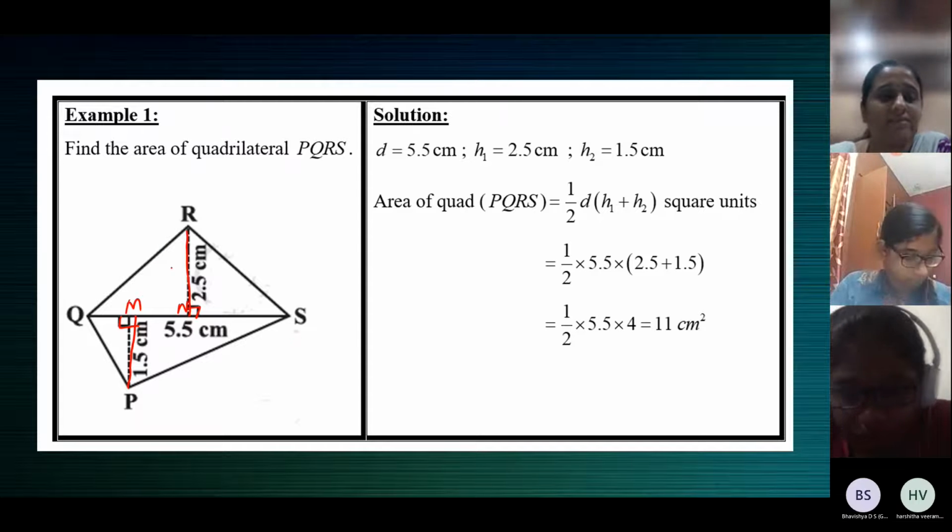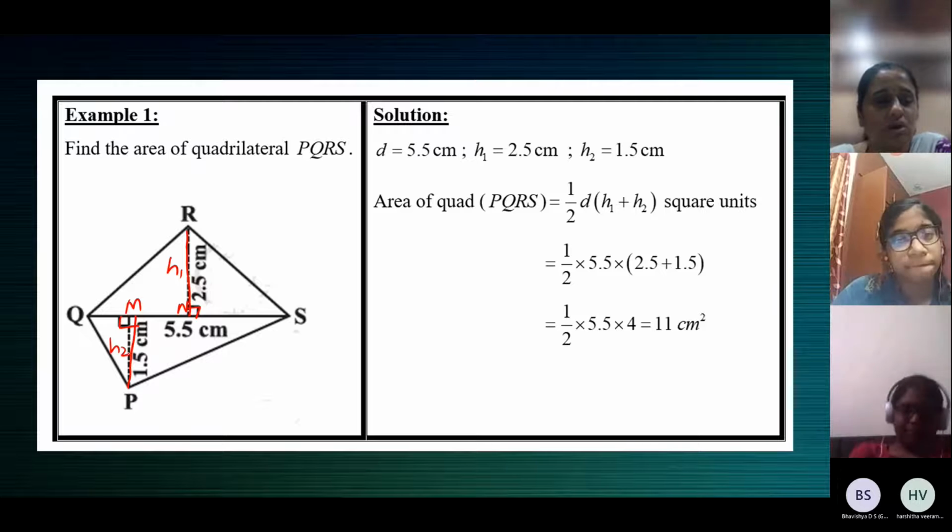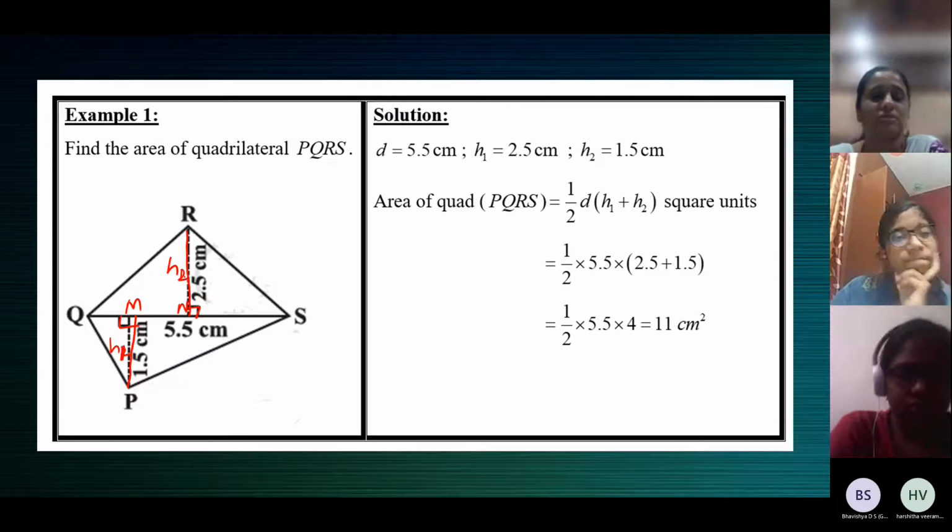So they are regarded as H1 and H2. You can take anything as H1. You can call this one H1 and this one H2, or you can call this H1 and this one H2. That's okay.